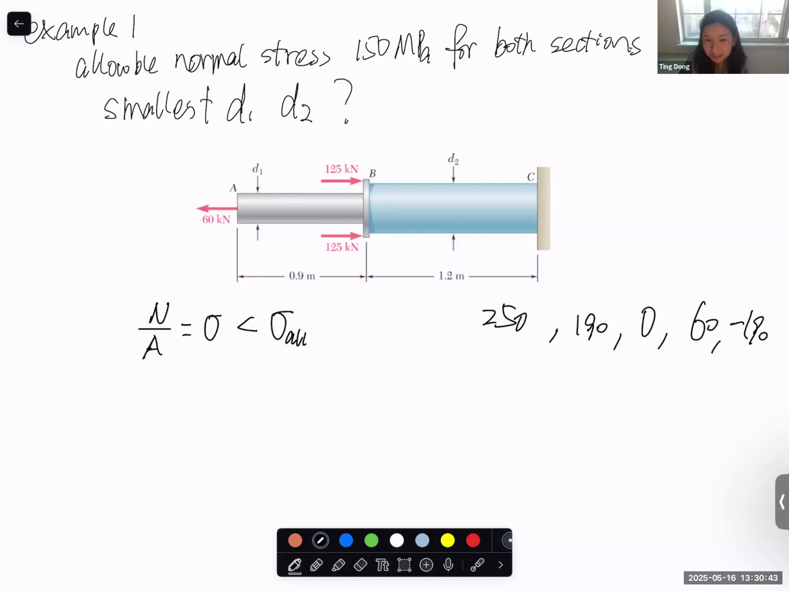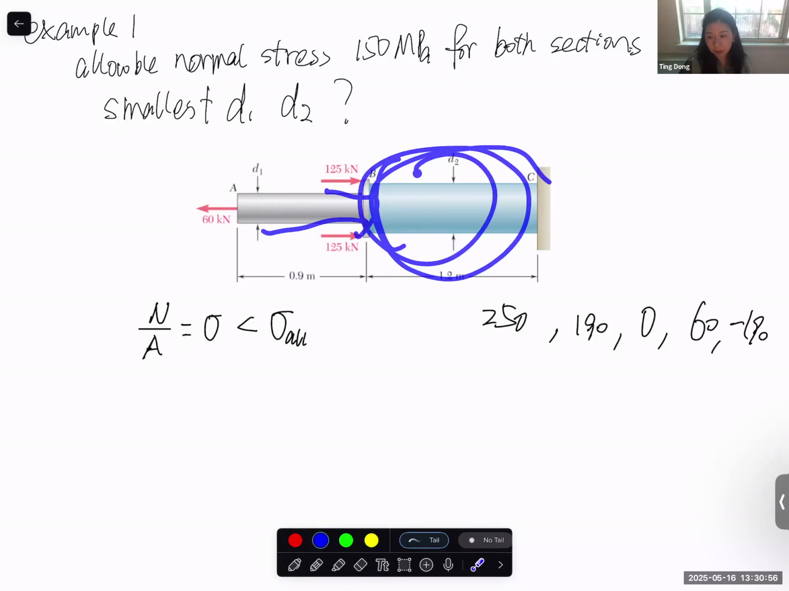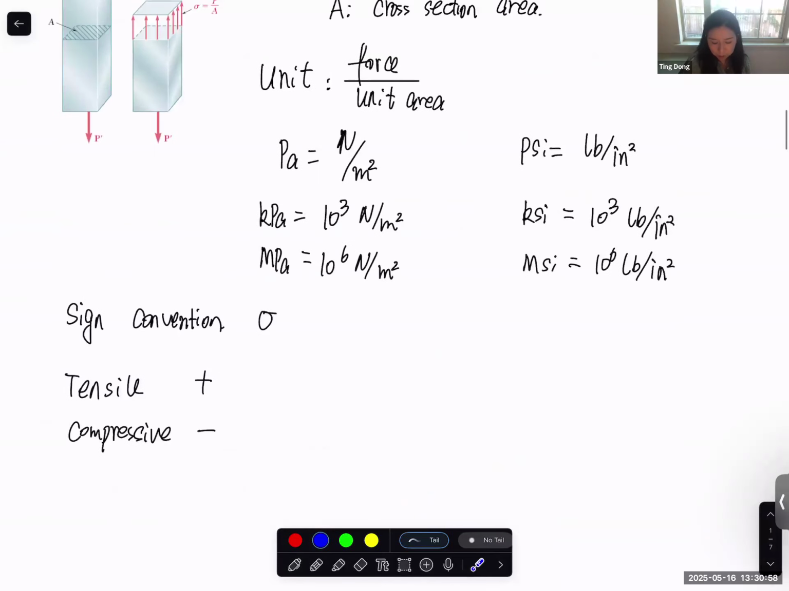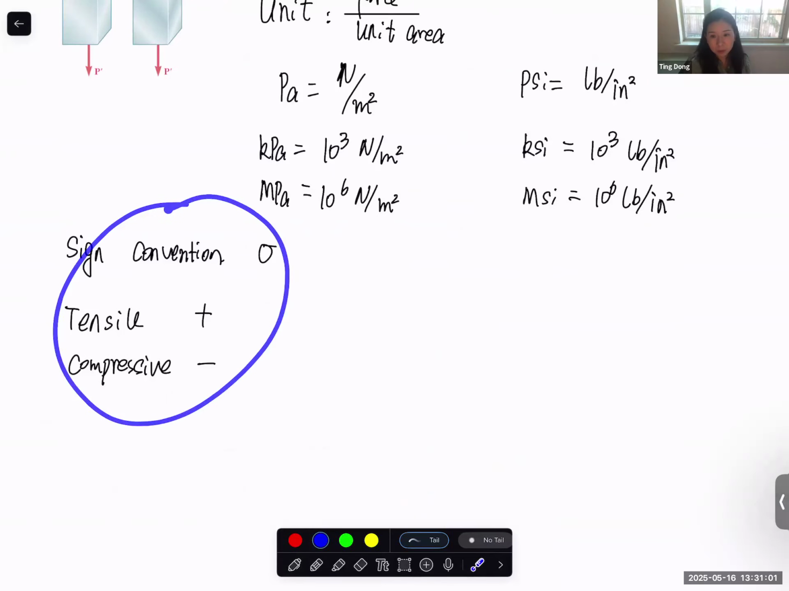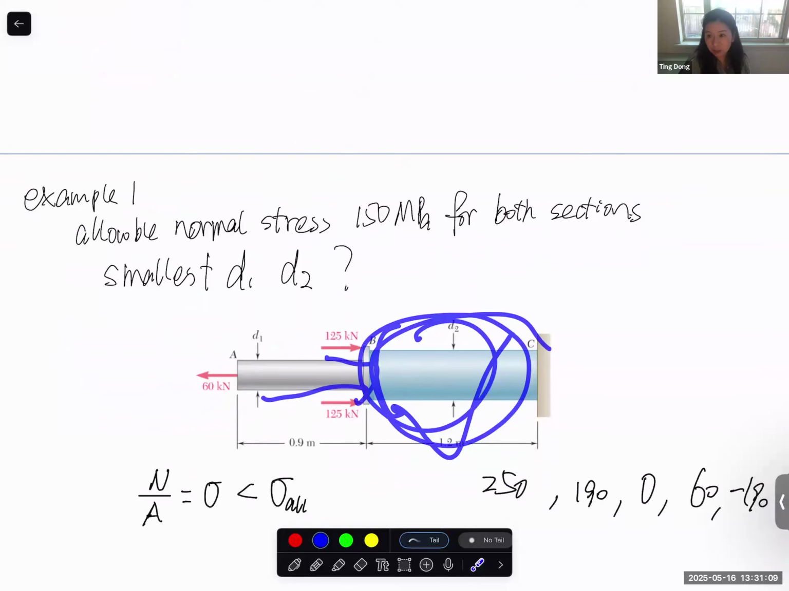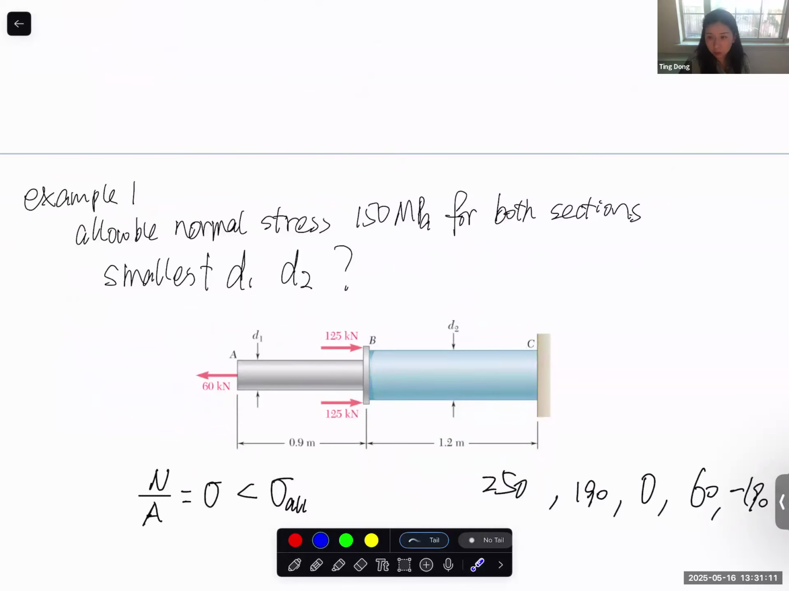Yes, yes, yes. It should be negative because 250 minus 60. So in the end, it should be compressive 190 in this BC section. And we keep emphasizing that we need to put a sign convention because if you say 190, I would consider it's tensile. But the real situation here is compressive. So we always make sure that for the internal force and normal stress, they're in the same sign convention. So if it's compression, we do need to put the negative sign. It should be negative 190.